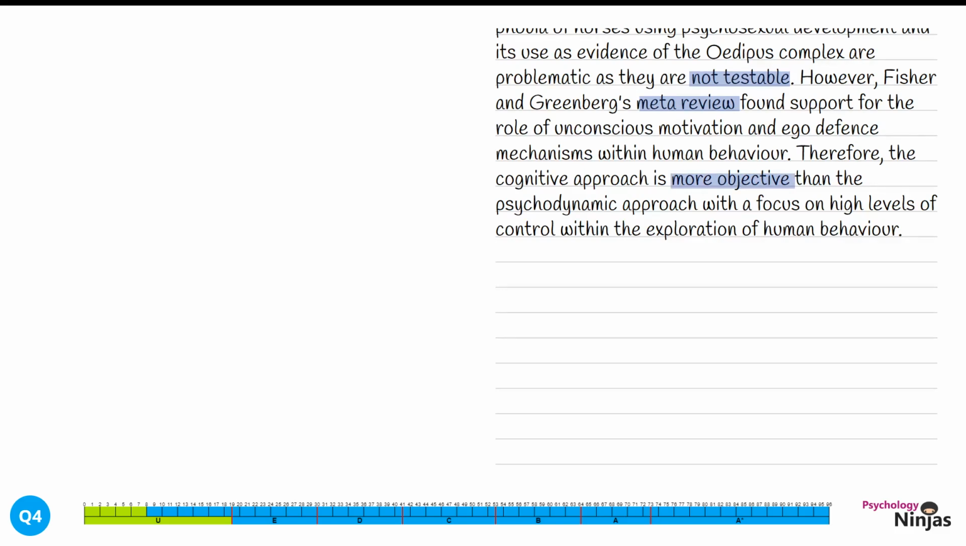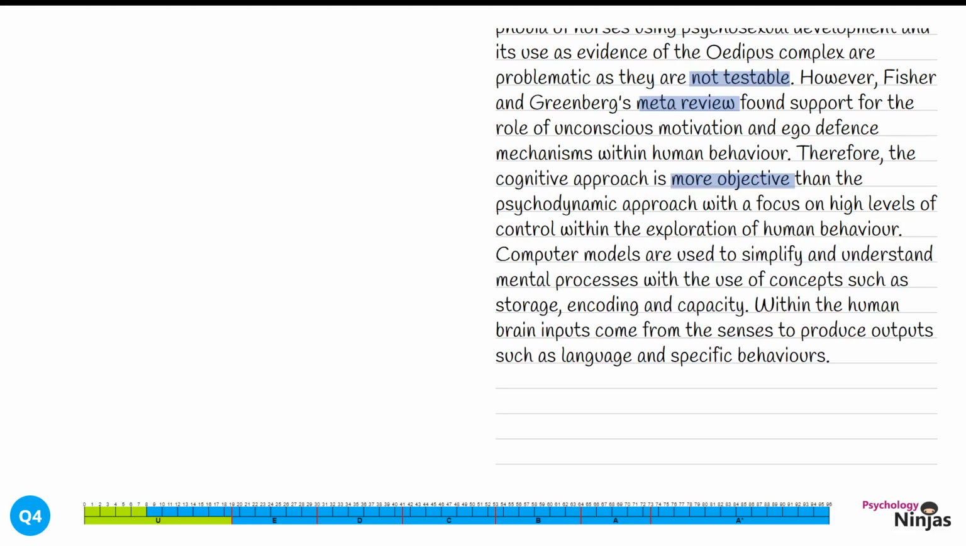We're going to return to our outline now and go back to a different concept within the cognitive approach. Computer models are used to simplify and understand mental processes with the use of concepts such as storage, encoding, and capacity. Within the human brain, inputs come from the senses to produce outputs such as language and specific behaviours.